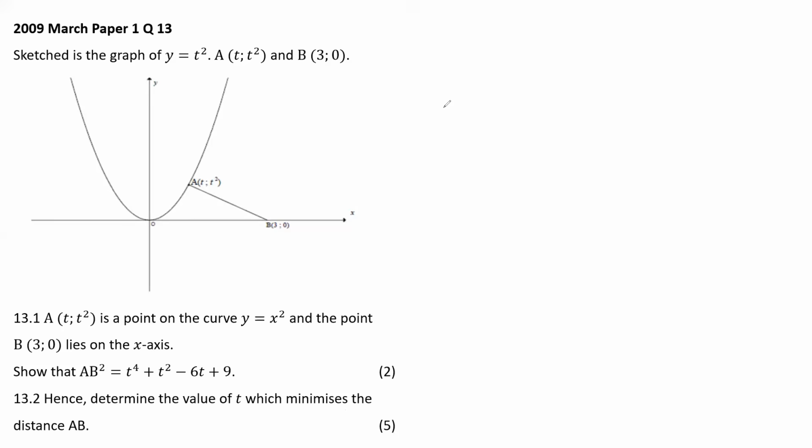Right, I'm ready for the next one. Hence, determine the value of t which minimizes the distance AB. All right, so AB squared is t to the power 4 plus t squared minus 6t plus 9. Hence, determine the value of t which minimizes the distance. All right, so let's get this right. Every time I'm dealing with minimizing, I need to derive and equate to 0. They said AB, but let's get this right. AB squared, AB, you will derive it in the same manner.